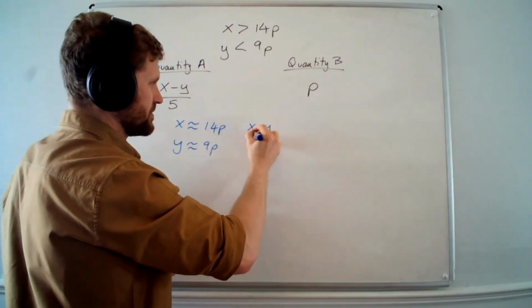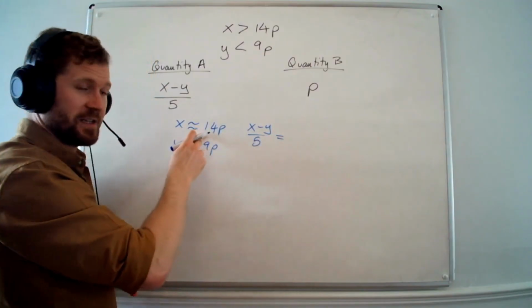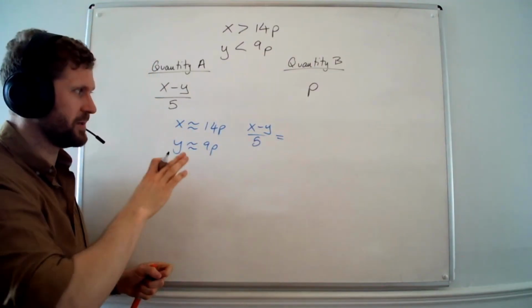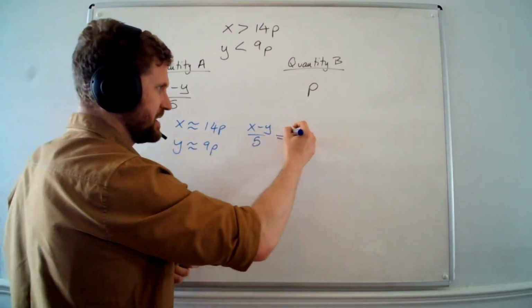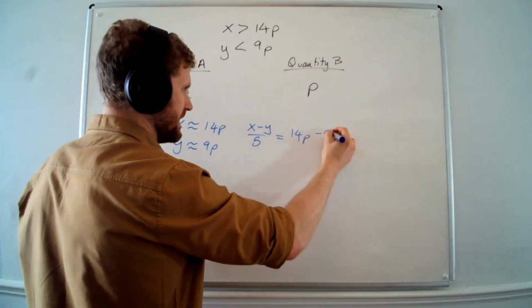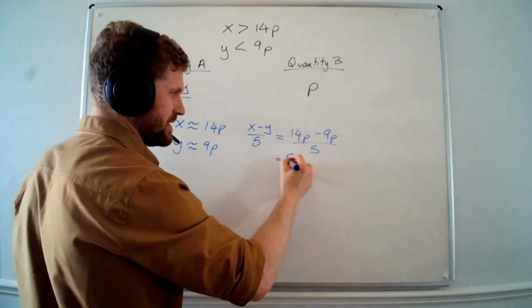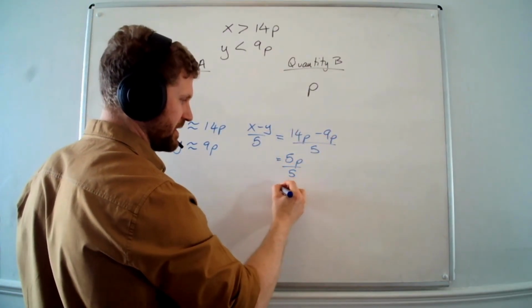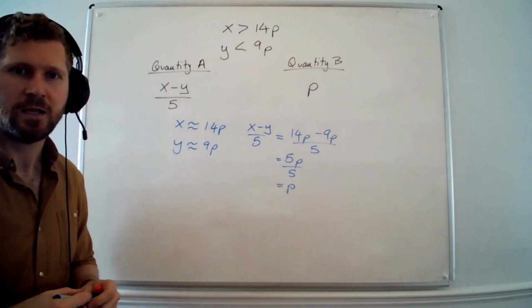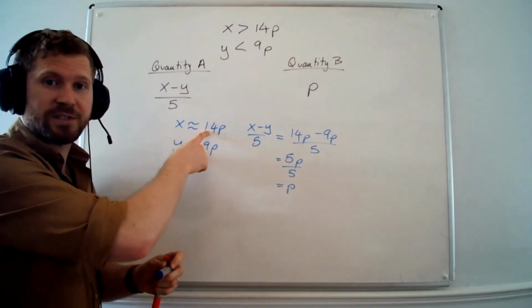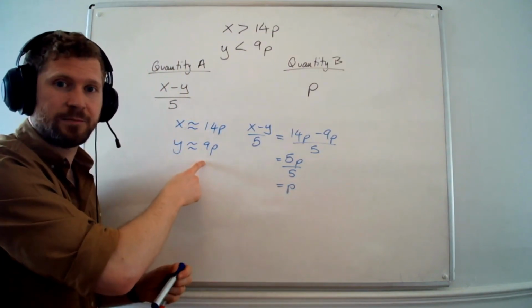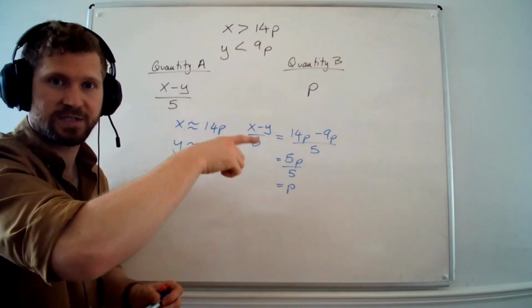So (x - y) divided by 5, if x is, and it's not, but we're approximating it, if we approximate x at 14p and approximate y at 9p, then 14p minus 9p is 5p, and divide that by 5, we're going to be left with p. So if x was 14p and if y was 9p, then these two quantities are going to be the same.